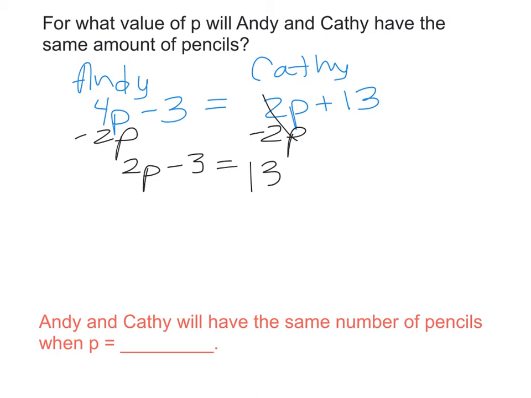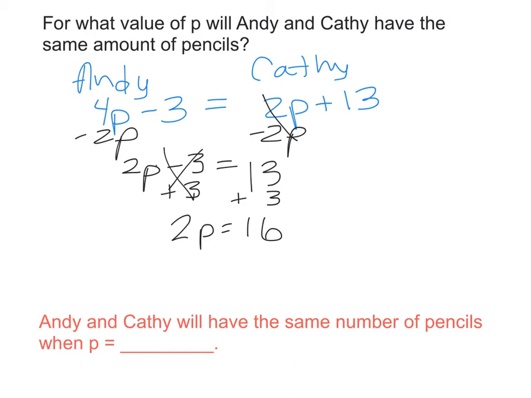Now to get my minus 3 and my 13 together and stay positive and not go any further in the hole like minus 3 is, I'm going to add 3 to both sides. And so this 3 in the hole plus 3 makes 0. So I've got 2P equals 13 plus 3 makes 16.